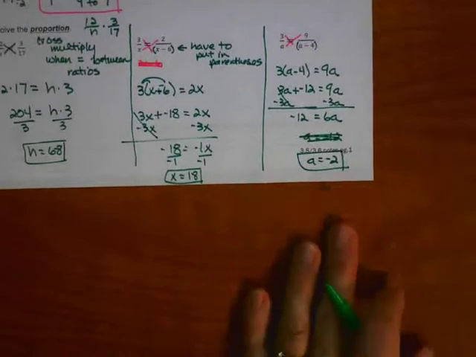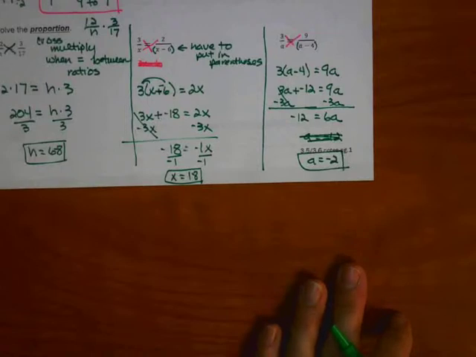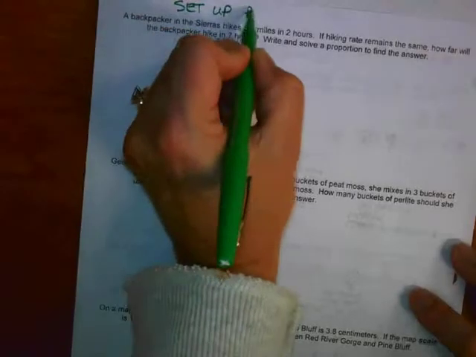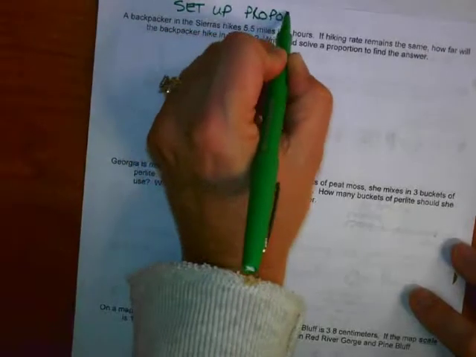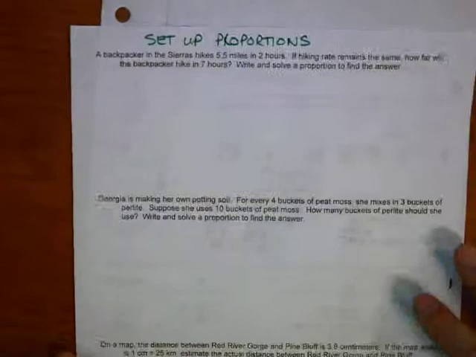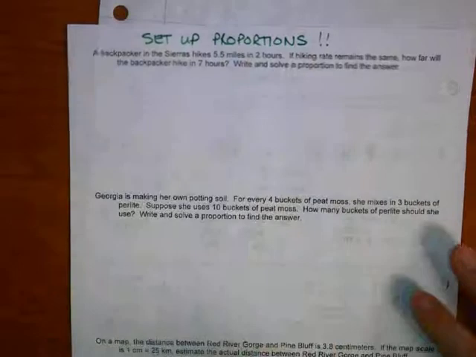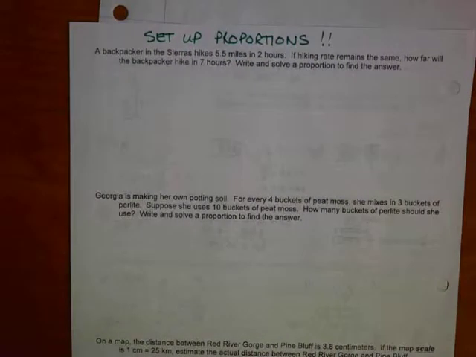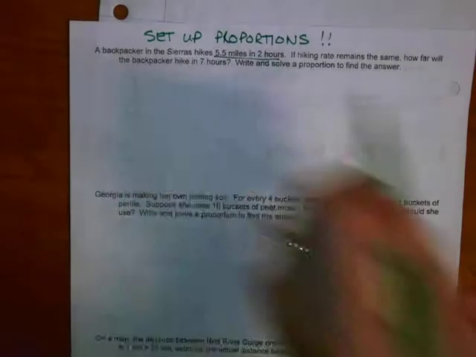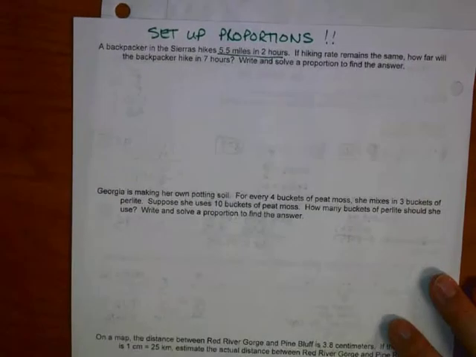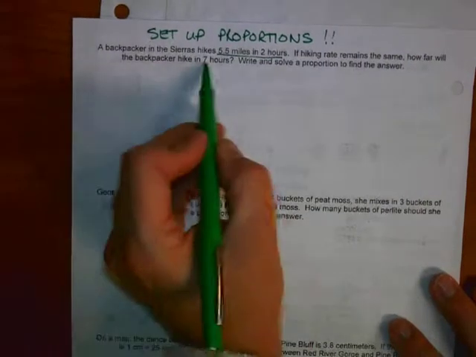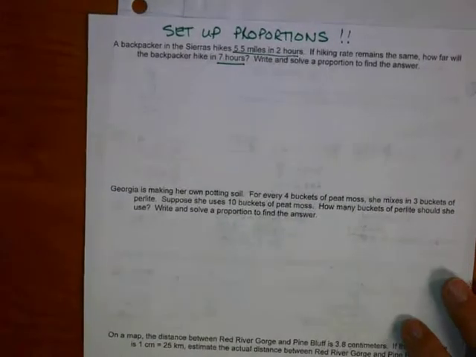All right, so did you get A equals negative 2, hopefully? What you're going to have to do here is set up proportions. And often there's more than one way to set up proportions. And usually it'll work if you do it right. So let's read this problem here. A backpacker in the Sierras hikes 5.5 miles in 2 hours. If hiking rate remains the same, how far will the backpacker hike in 7 hours? Write and solve a proportion to find the answer.